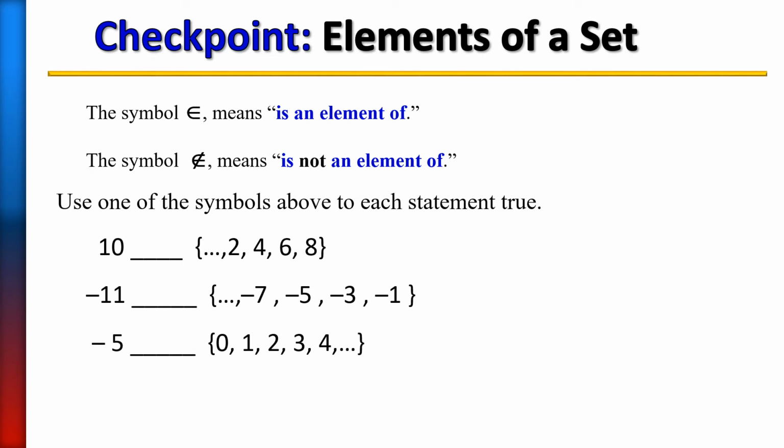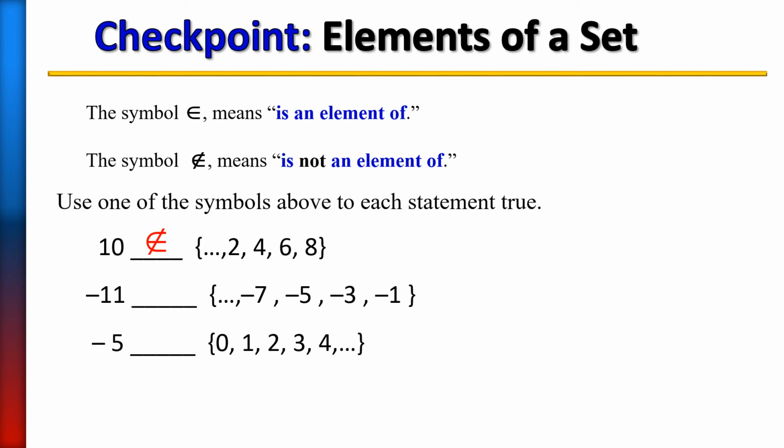Okay, so let's take a look at 10, our first number, and we want to know, is 10 an element of the set given? Now, the answer here is no, it is not an element. Even though you see the ellipses here in front, that simply means that this pattern continues with numbers that are less than 2. Now, if the ellipses were in the back, then it would have been a true statement that it would be an element of it.